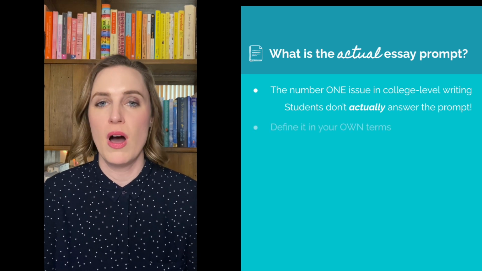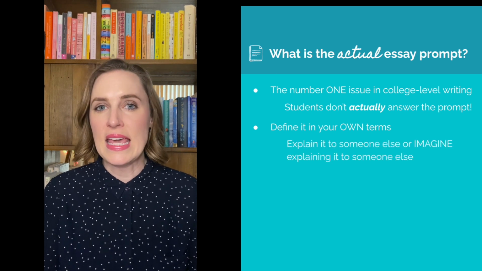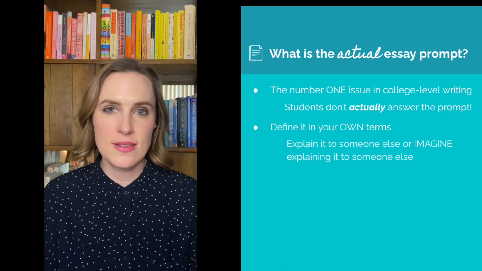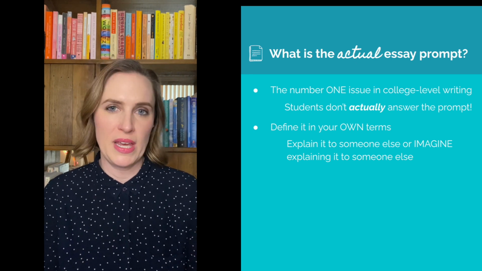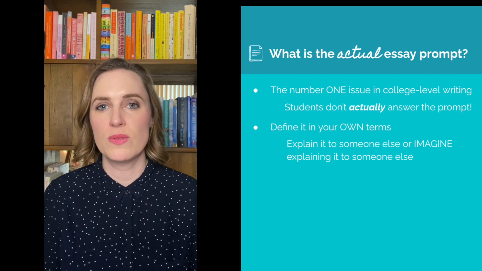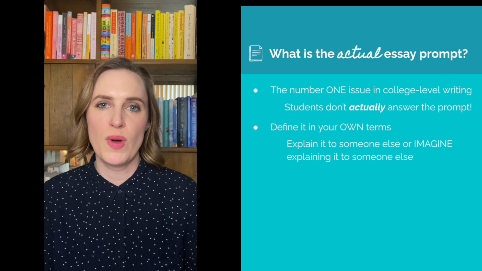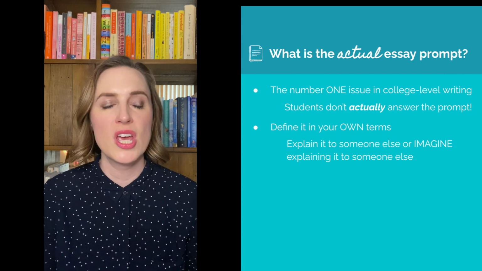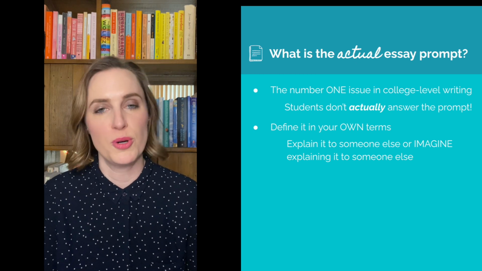So the suggestion I have would be to take a look at the essay assignment, take a look at the question or the prompt that you're being asked, and define it in your own terms. Even better would be to explain it to someone else. And if you don't have anyone else around, imagine explaining it to someone else. So when I look at essay assignments, I like to encourage my students to imagine explaining it to someone who has never attended college, never enrolled in this class, or read the book that perhaps we're responding to.